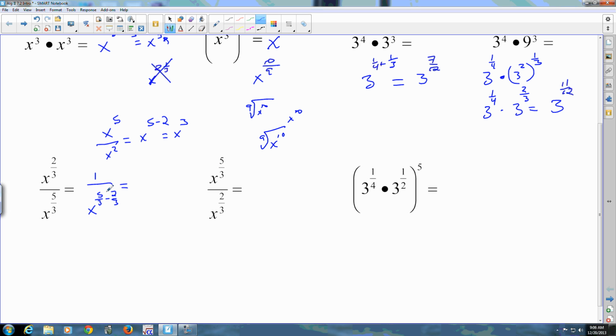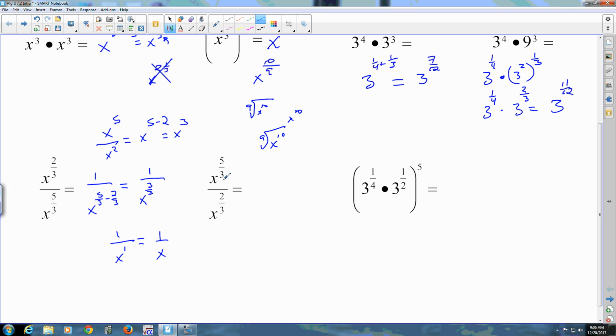When you're subtracting, you just take care of business on top when the denominators are the same. So that would be 1 over x to the 3/3, which I'm hoping you guys quickly recognize is 1, so it's 1 over x to the first, or just 1 over x. Okay?